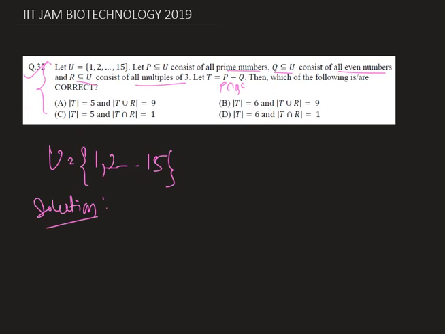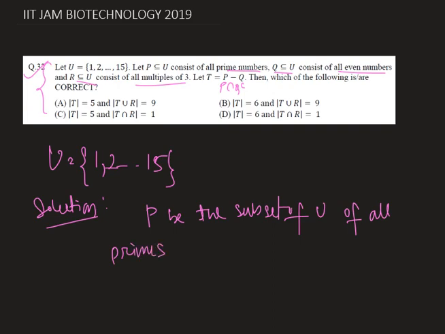So first of all, as P is the subset of U of all primes, therefore P contains 2, 3, 5, 7, 11, 13.